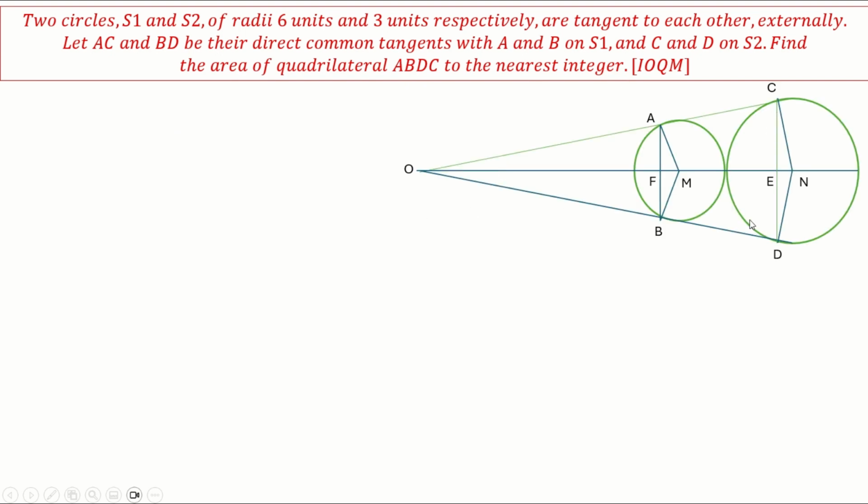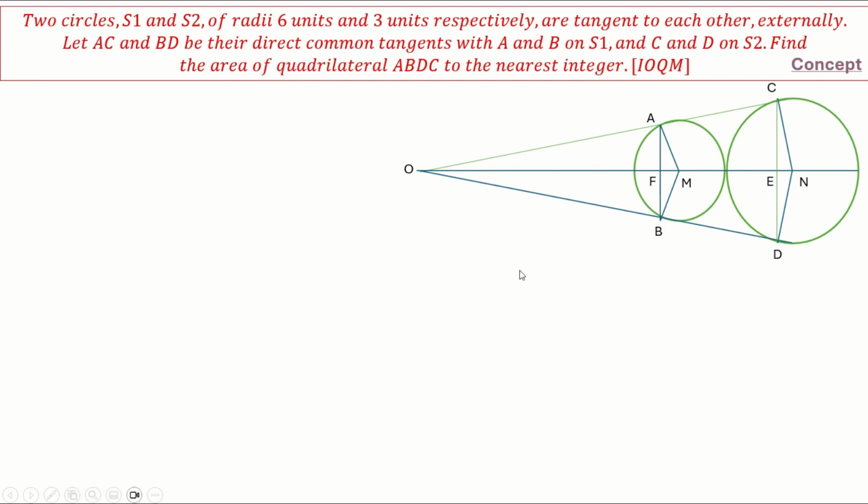Okay, so if you draw the diagram, this is S1 and S2. ABCD are here. These are the two tangents. They'll meet at point O. These are the other points which I am taking. M is the center of this S1 circle, N is the center of S2 circle. And if you draw a chord, it will touch at F here, E here.